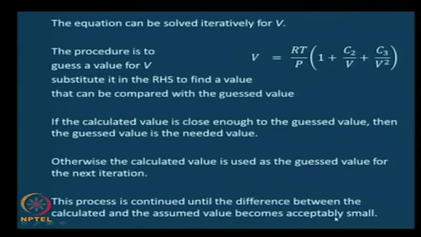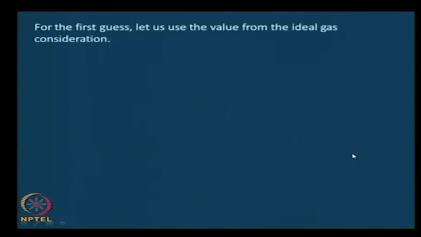This is where we left off last time. I hope you would have worked things out. If you had some difficulty, please pay attention to what follows. For the first guess, we need to start with the first guess, and where do we get that first guess from? If it is a gas, this equation is valid for a gas, we could use the ideal gas value, whatever we get from PV equals RT, as the first guess. We will not be way off.